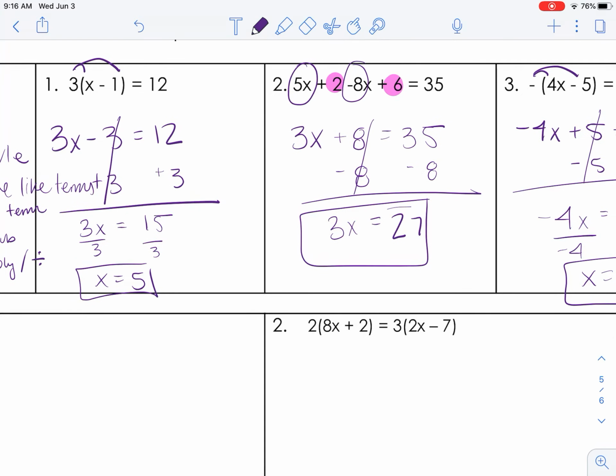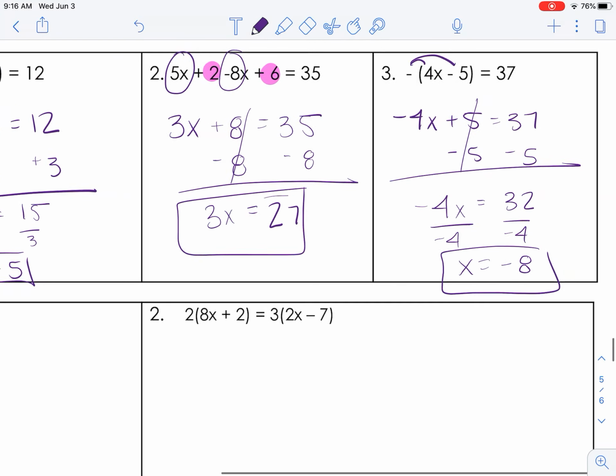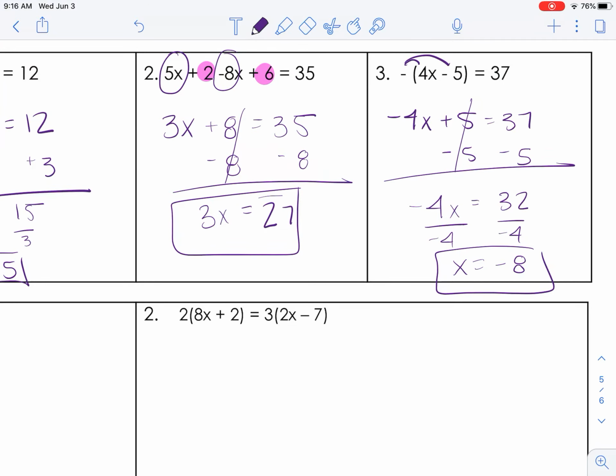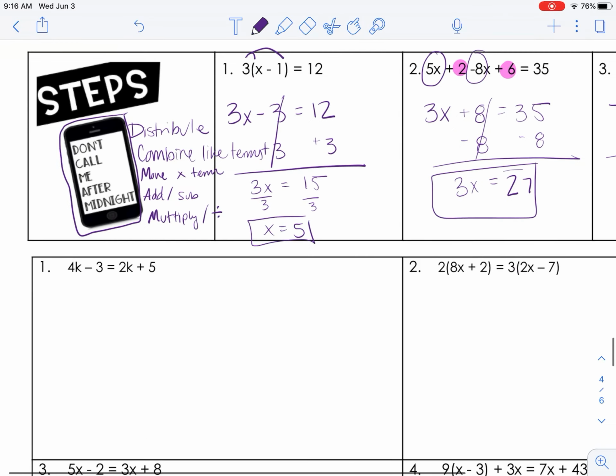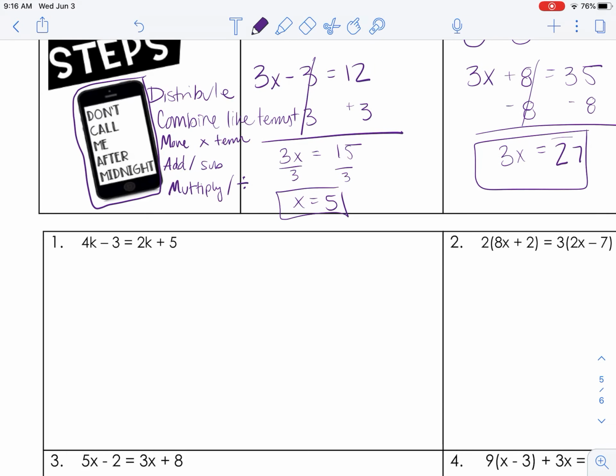Problems like number 2, we had to combine like terms. And in all of those, we're adding, subtracting, multiplying, and dividing to try to get x by itself. But we're going to look at some other problems today where there's an extra step. So on number 1, if you notice, there's nothing to distribute. We do have some like terms, but they're not on the same side of the equation.